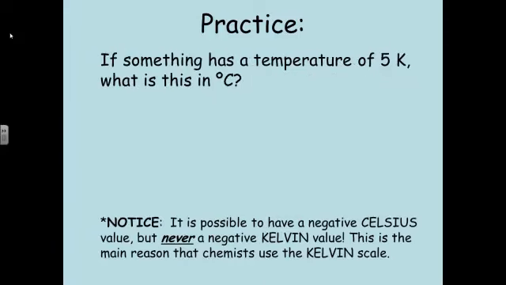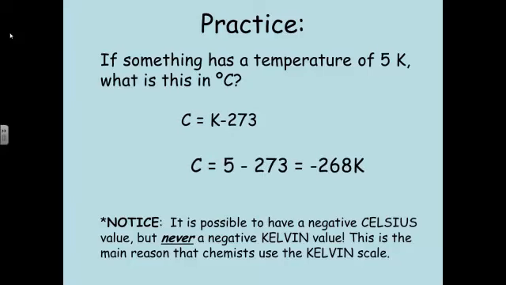Another example, if something has a temperature of 5 Kelvin, what is this in Celsius? Again, Celsius equals Kelvin minus 273. So 5 minus 273 is negative 268. Notice it is possible to have a negative Celsius value, but never a negative Kelvin value. This is the main reason that chemists use the Kelvin scale.